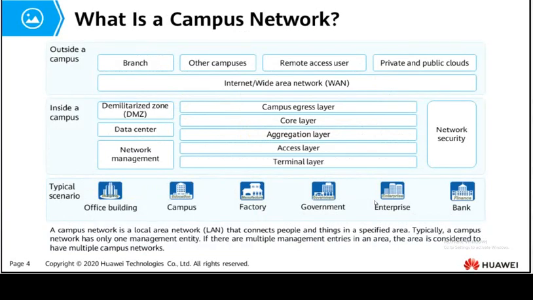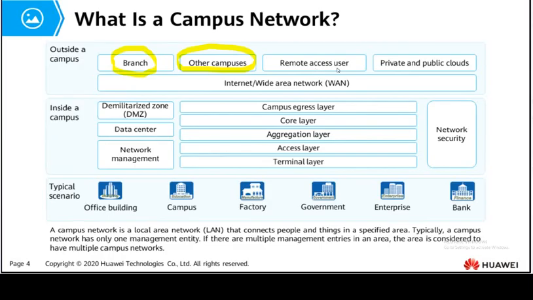Now, let's have an overview of the campus network. A campus network is usually a local area network that connects people and things in a specified area. Typically, a campus network has only one management entity. A campus can be a branch of your organization, your bank, or your university, or other campuses outside the HQ, or rather the main campus. Campus is not used to refer to a university network; we use it to refer to a network that is within a manageable area.